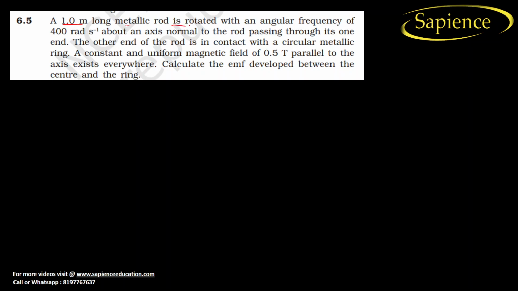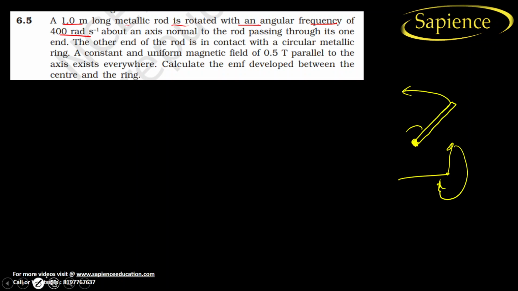One meter long metallic rod is rotated with an angular velocity of 400 radian per second. Let us suppose this is a rod, and it has a length, and it has been rotated with the angular velocity of 400 radian per second about an axis. This is the central axis. The rod is rotated about an axis normal to the rod passing through one end.